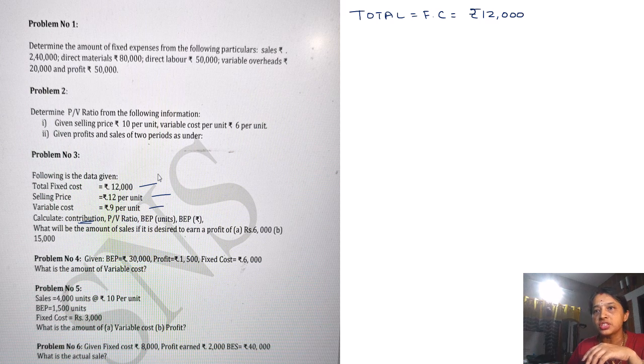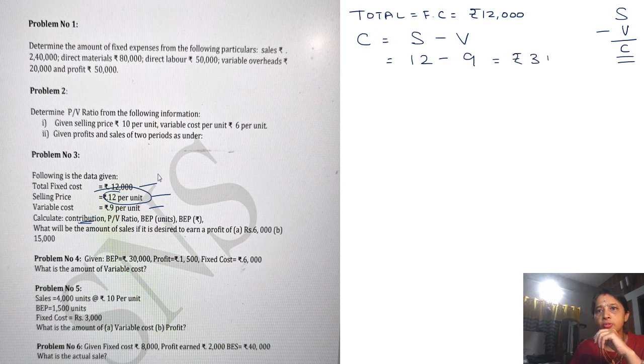What is the marginal costing statement? Sales minus variable cost is contribution. So contribution is equal to sales minus variable cost. How much is the sales given in the question? 12 per unit. 12 minus how much is the variable cost given in the question? 9 per unit. So if you subtract, you will get rupees 3 per unit. This is your contribution. Contribution per unit is rupees 3 per unit.